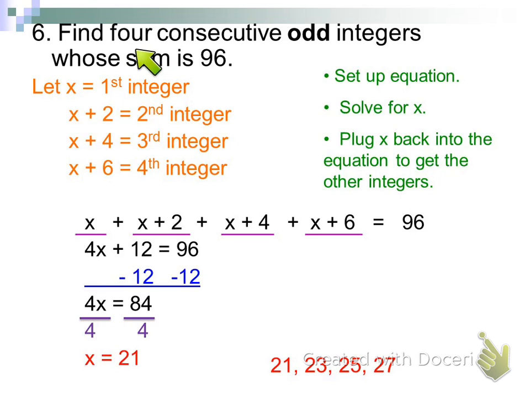Now, especially if you have a calculator, I would stop and do 21 plus 23 plus 25 plus 27 equals, and if you get anything on your screen besides 96, you need to start over. You messed up. Any questions on the consecutive integer, consecutive odds?